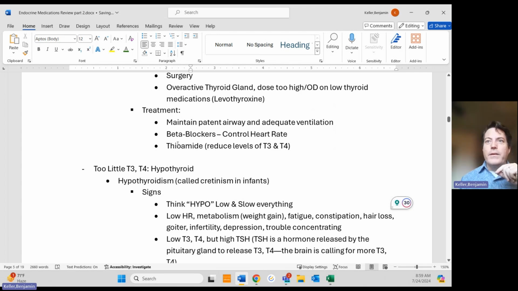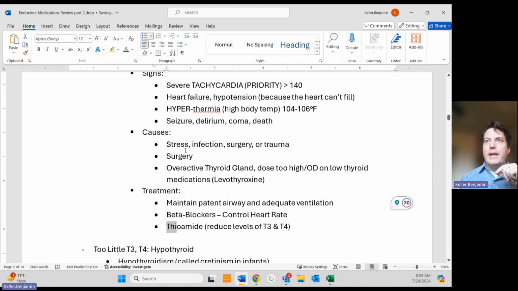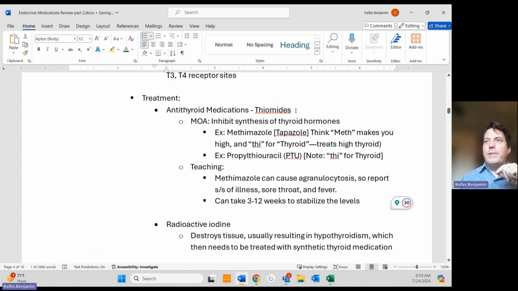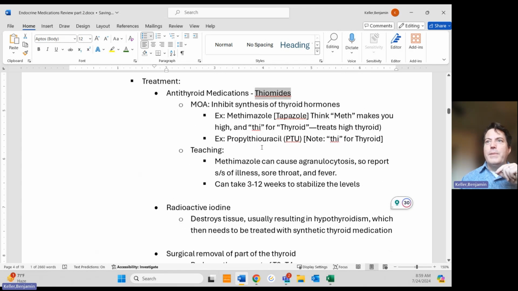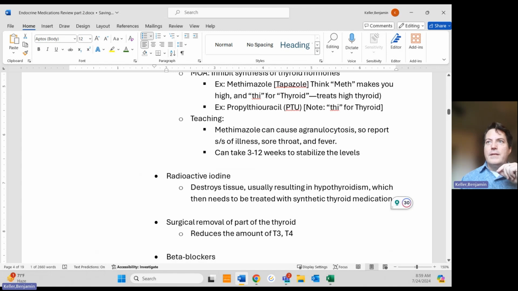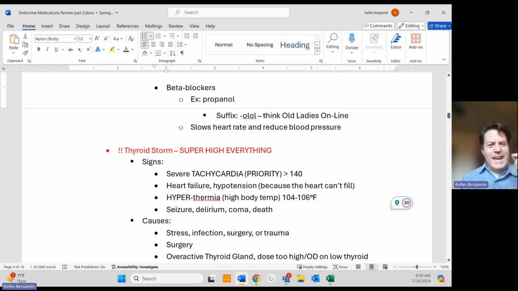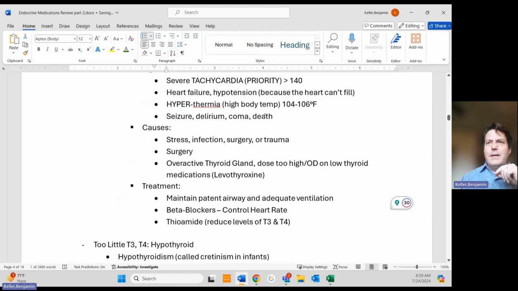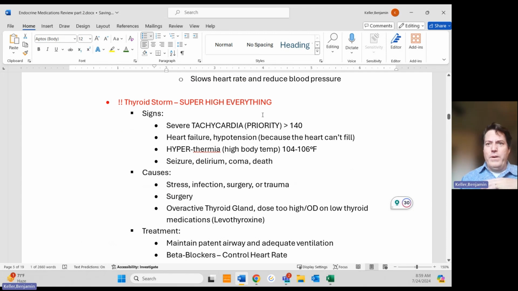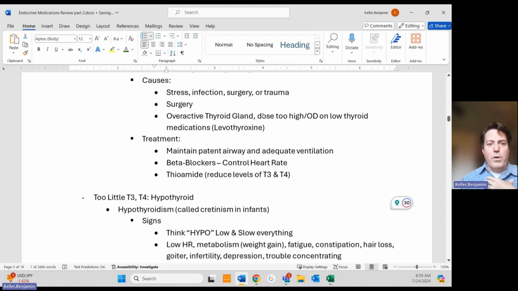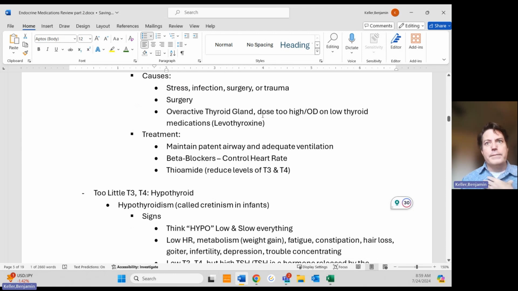And so what is thiamide? Well, look here, you got the THI, thiamide medications. And if we go back up here, where are thiamide medications? Right up here, thiamide medications. So that'd be like methimazole. And you can think of THI for thyroid inhibitor because it inhibits the synthesis of thyroid hormone. Kind of get it? Cool. So that's hyperthyroidism. And so we treat hyperthyroidism by typically removing part of the thyroid or killing it off.